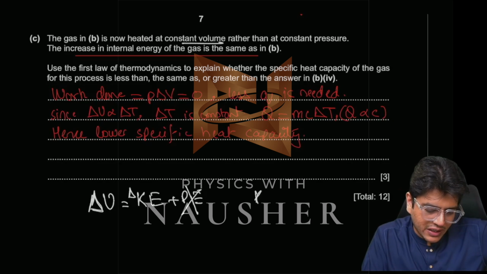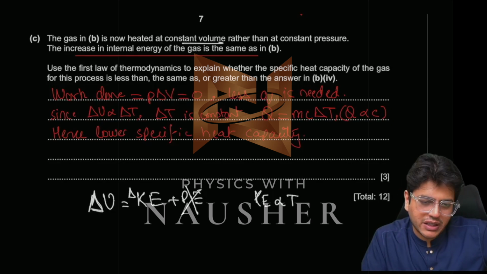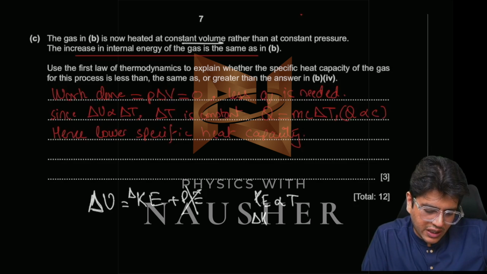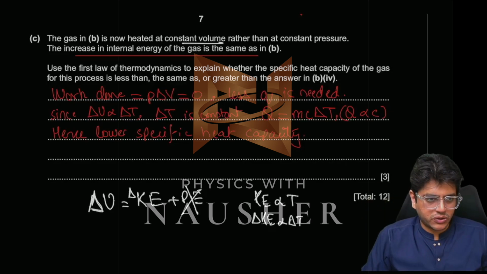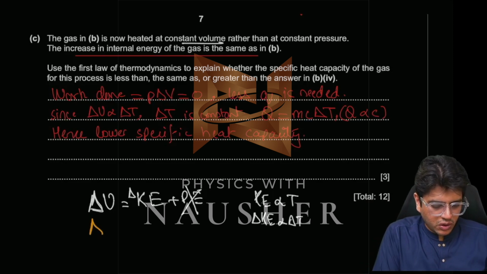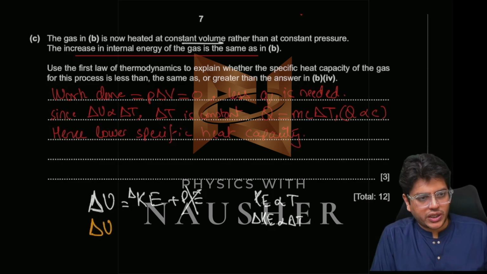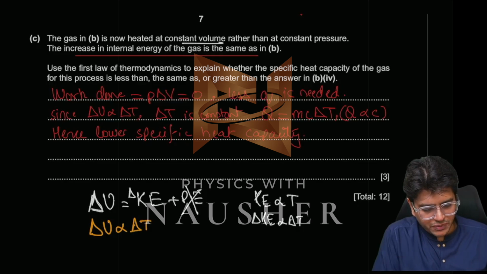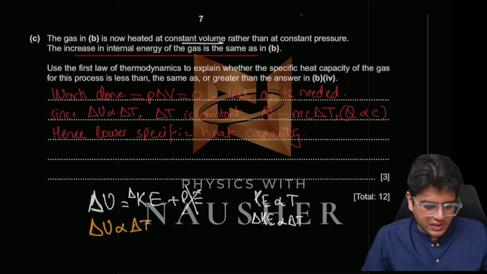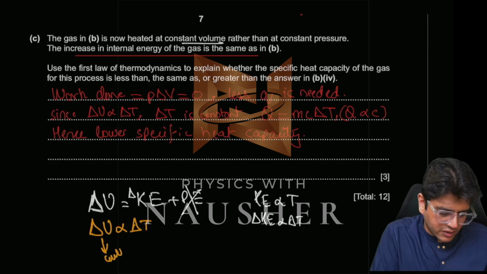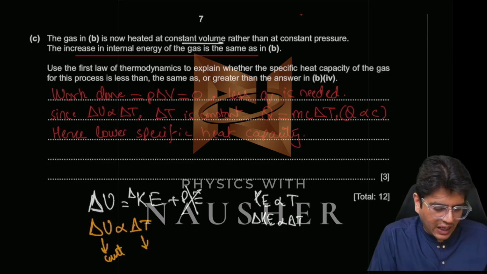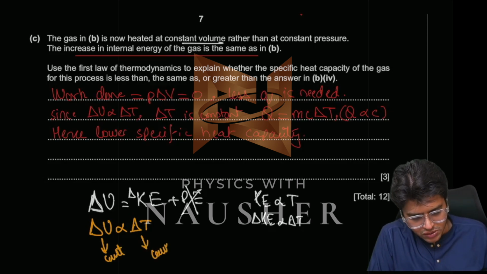And what is kinetic energy dependent on? Kinetic energy is dependent on temperature. If you want to change your kinetic energy, your temperature must change. So if you mix the two relationships, your internal energy will only change if your temperature changes. And now what are they saying? That this is constant, which means that the change in temperature is also constant.